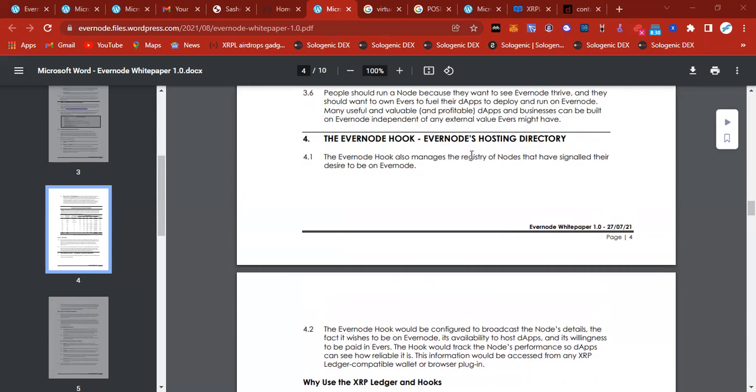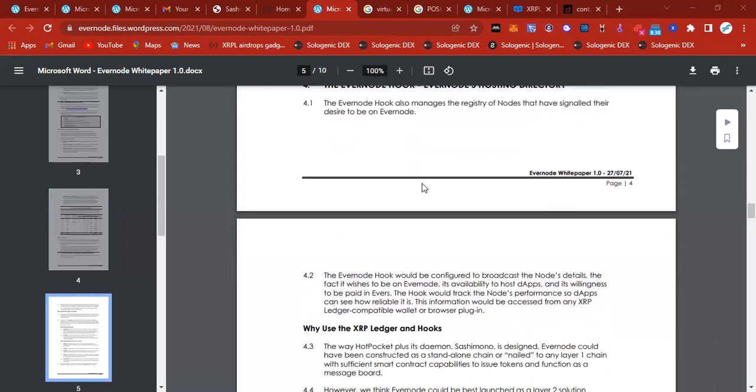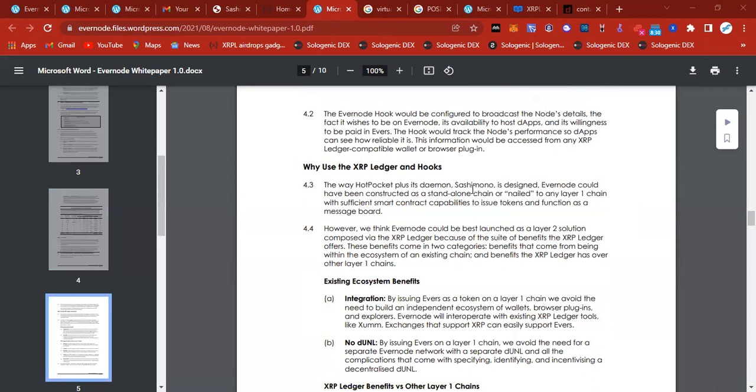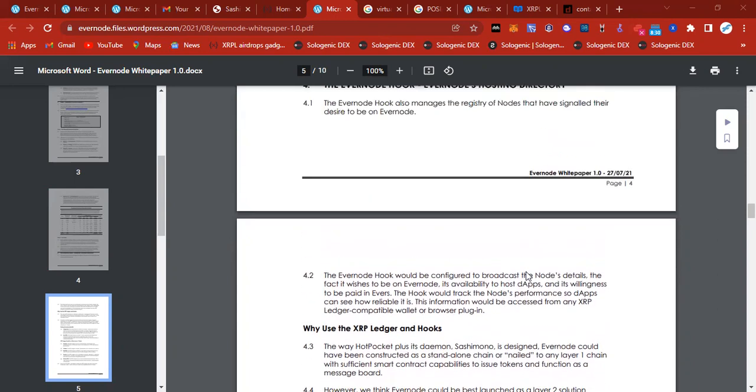So the Evernode hook also manages a registry of nodes that have signaled their desire to be on Evernode. So they really keep track of people who are wanting to join the network. Probably just to keep a good standing record, or anything like that. Sorry, I kind of lost my pivot. So no ICO. Evernode also manages a registry. No hooks, no Evers token. Okay, and now we have to get into the host token.